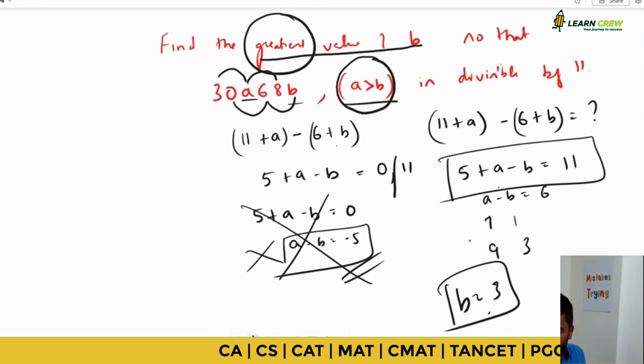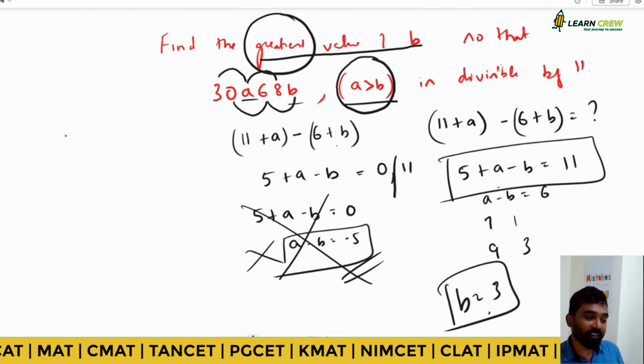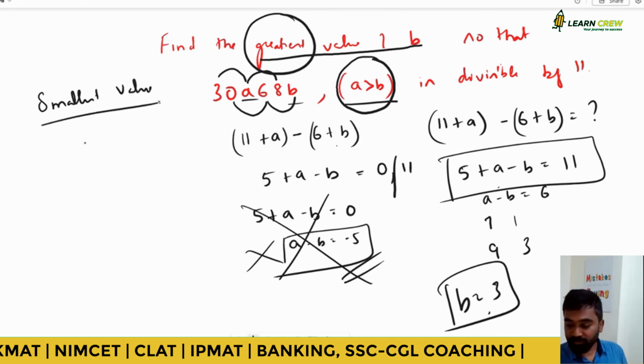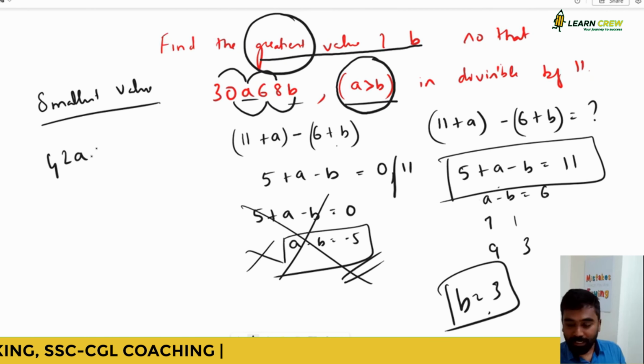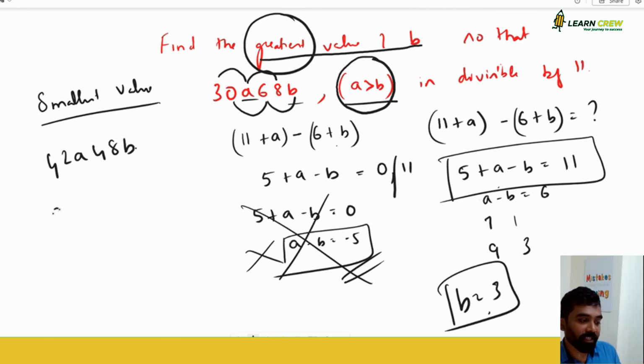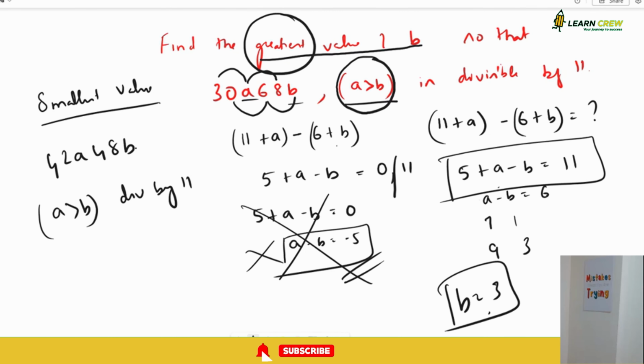Similar question. Find the smallest value of 4A8B, where A is greater than B and it is divisible by 11. I want the smallest value of A. Smallest value of A. Okay, so here, what's the answer for this?